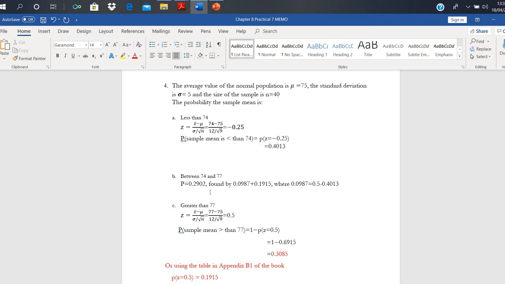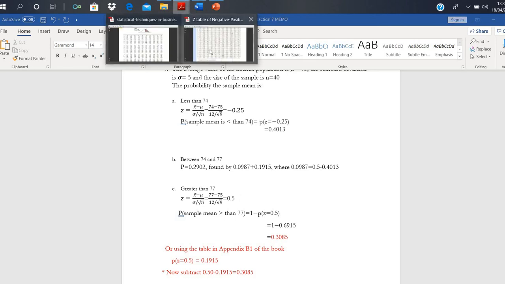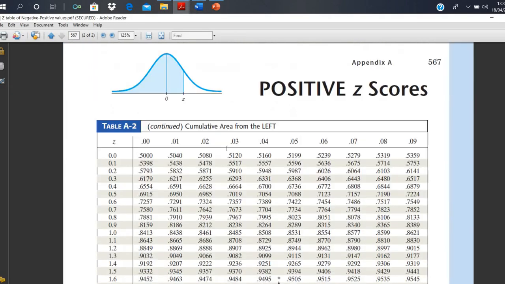Simple. So now we can also find the probability of z to be greater than 77. So we replace everything, we get a z value of 0.5. Okay. So the probability of the sample mean to be greater than 77. So we go in the same table. Here we have a positive probability.